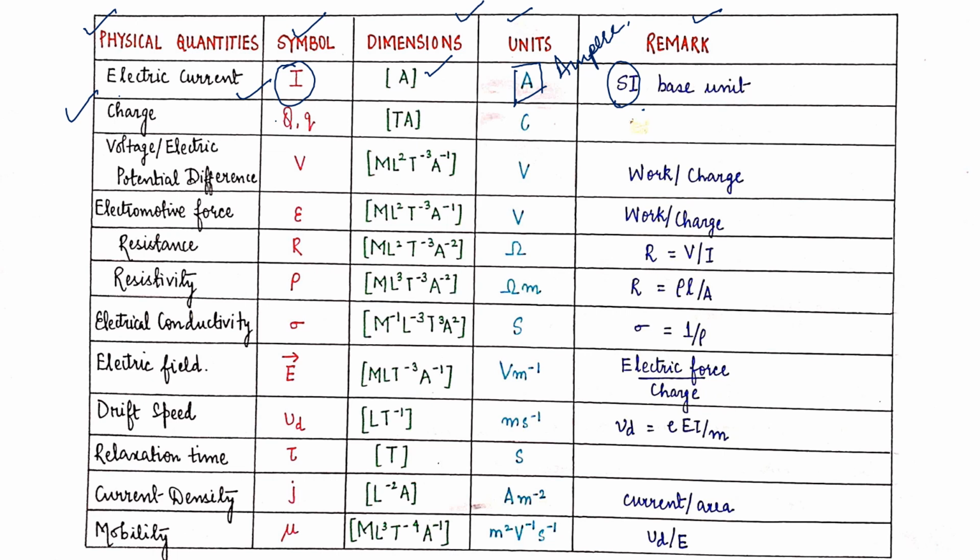Charge is given by capital Q or small q, where Q equals I into T, because current I equals Q upon T. So its dimension is T and A, and it is given in coulombs.